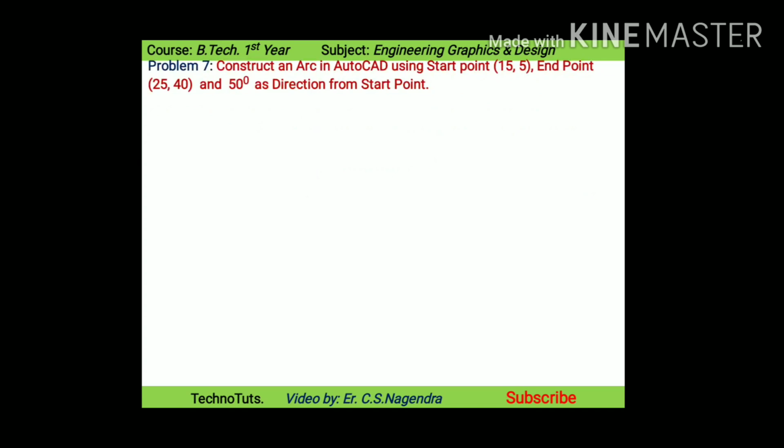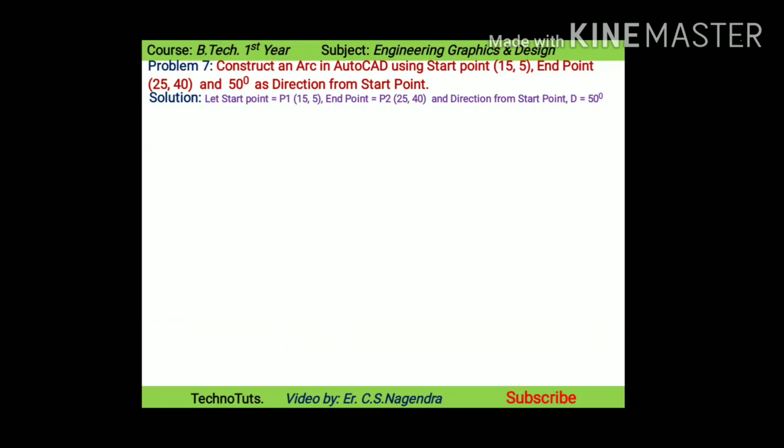Construct an arc in AutoCAD using start point 15, 5, end point 25, 40 and 50 degree as the direction from start point. Here we have to use start point, end point and direction method. Okay, so let us solve the problem. Let start point be point P1 having coordinates 15, 5, end point be point P2 having coordinates 25, 40 and direction from start point is given as 50 degree.